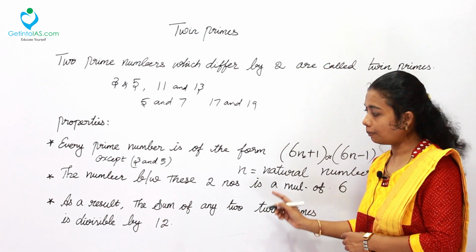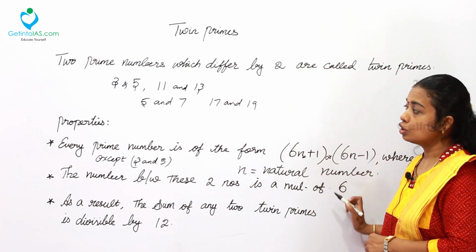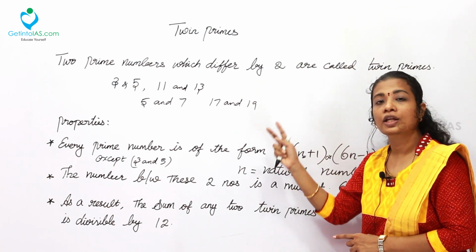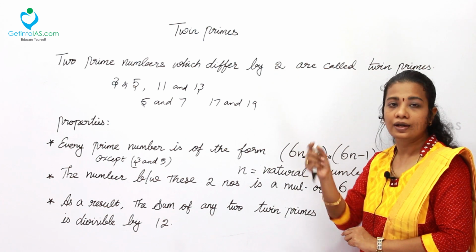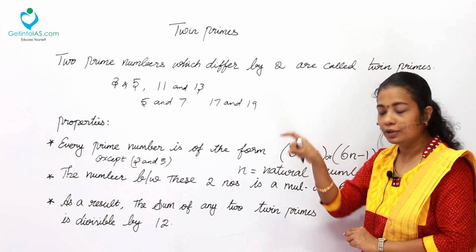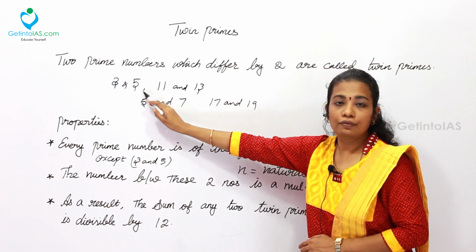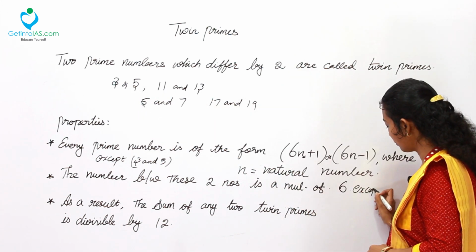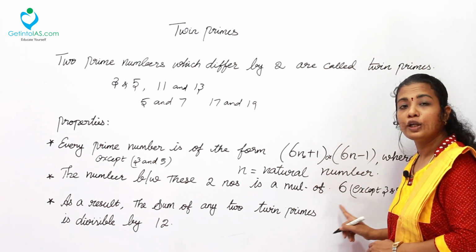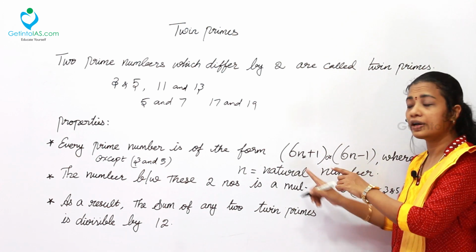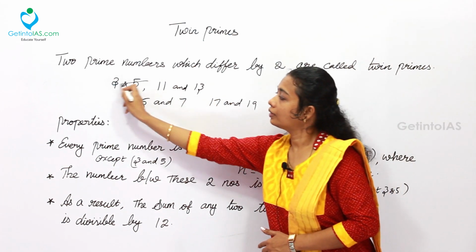Moving on to the next property: the number between these two numbers is a multiple of 6. So definitely, between any two twin prime numbers there will be one middle number. The nature of that middle number is that it is always a multiple of 6. So you can follow the rule except 3 and 5, because they are below the range of 6. Except 3 and 5, these properties are applicable for all other prime numbers. So I have ignored this.